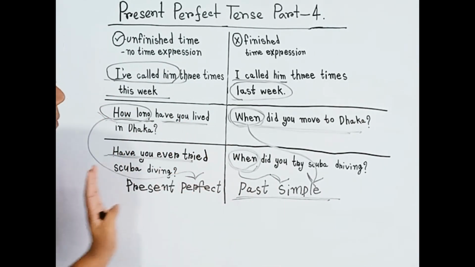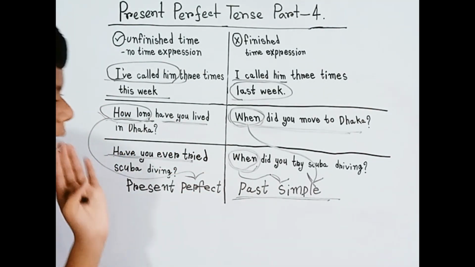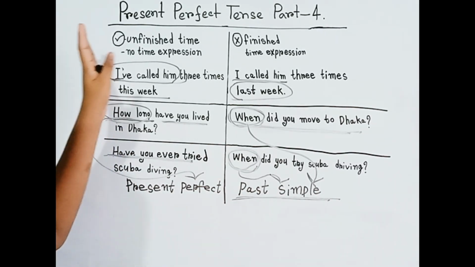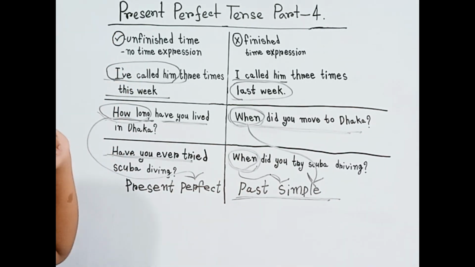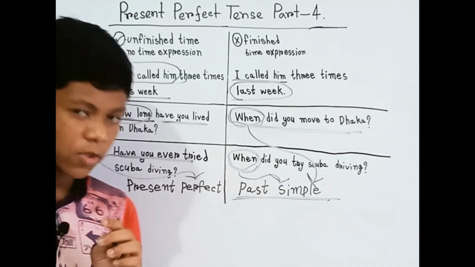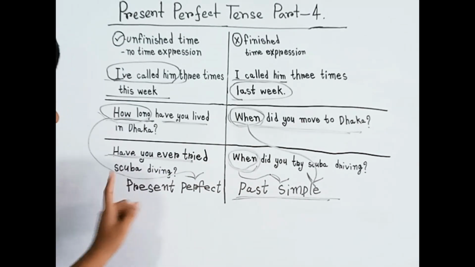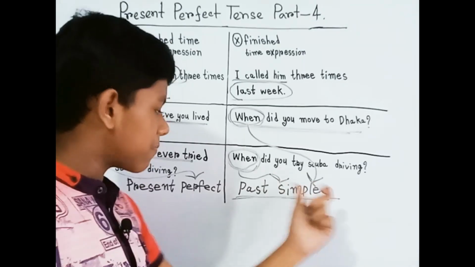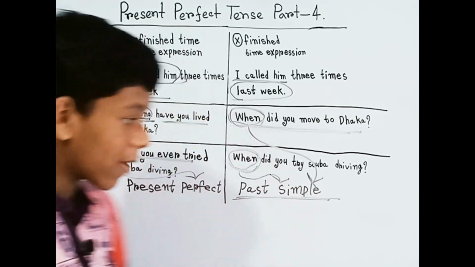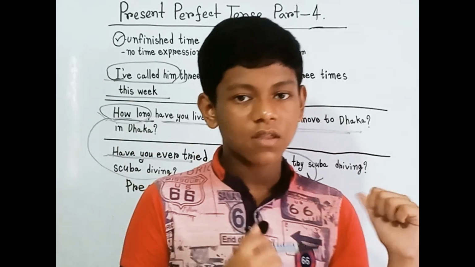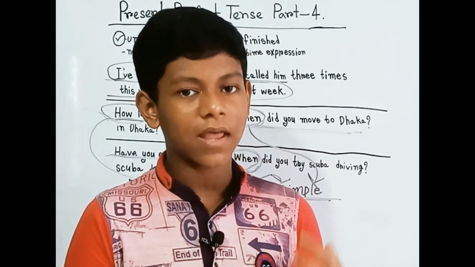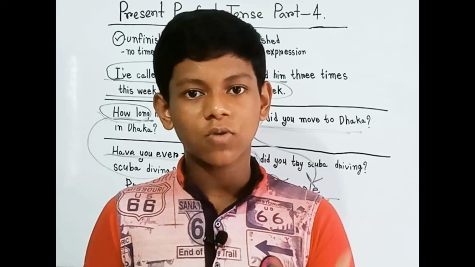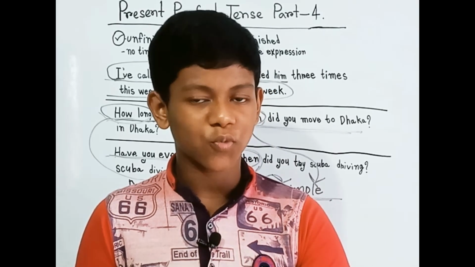So these are the combinations: we use the present perfect with unfinished time, or with no time expression, and with finished time expression, the past simple is used. I hope you have got the combination, and these are the common expressions about the present perfect tense. I have made it clear when not to use the present perfect tense, and when to use it.